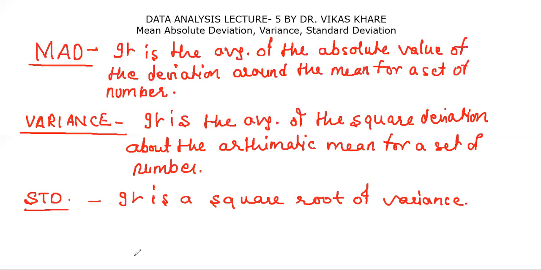So, mean absolute deviation is the average of the absolute value of the deviation around the mean for a set of numbers. Variance is the average of the square deviation about the arithmetic mean for a set of numbers. And standard deviation is the square root of variance. Now we will discuss all three points with the help of an example.